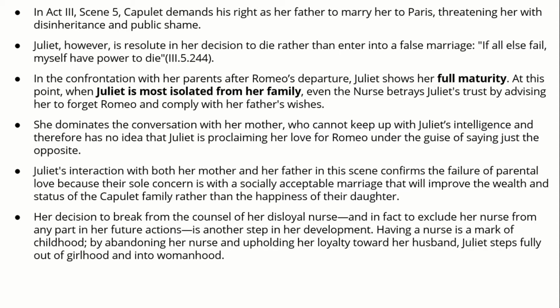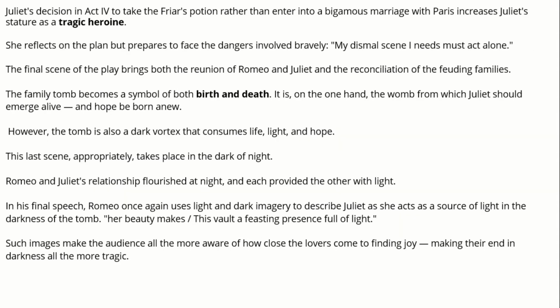And she says, "If all else fails, myself have power to die." So we're getting the suggestion straight away that she will commit suicide rather than marry Paris, partly because of her devotion to Romeo, but also because of her faith. She's very religious and she's not going to commit bigamy by marrying somebody else. So in the eyes of God, Juliet would rather commit suicide than break her religious marriage vows.